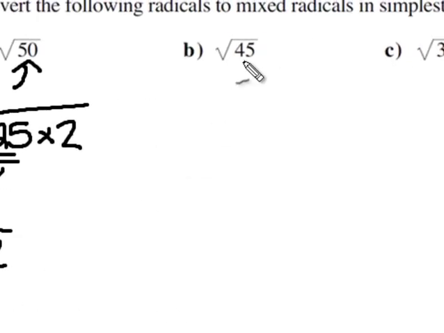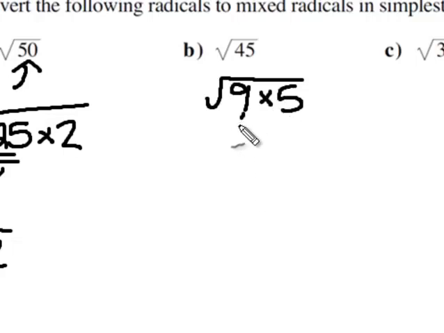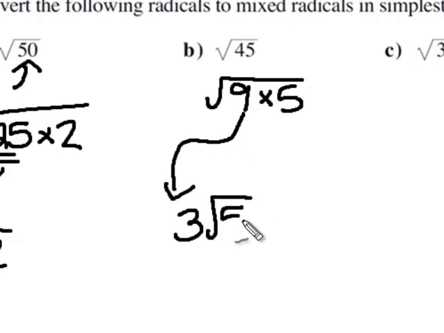In the next case of 45, the highest perfect square I had was 9, so 9 times 5. What that means is I can take the square root of 9, which is 3, and it just leaves the 5 under the radical sign. So as a mixed radical, this is 3 root 5, or 3 times the square root of 5.